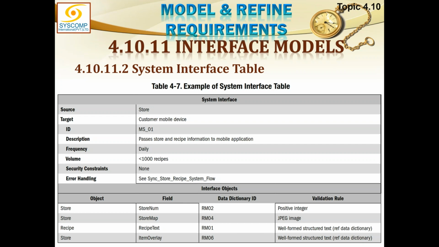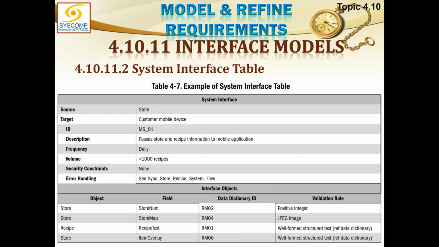Then there are the interface objects. What are the interface objects in it? It is divided into a number of columns: object, field, data dictionary ID, and validation rule. Object in the first case is store, and the field is store number. And then the data dictionary ID code for the store number is RM02, and it is a positive integer. Then the second object is again from the store, and it is a store map, in the shape of a JPEG image, and it has been given the data dictionary ID RM04.